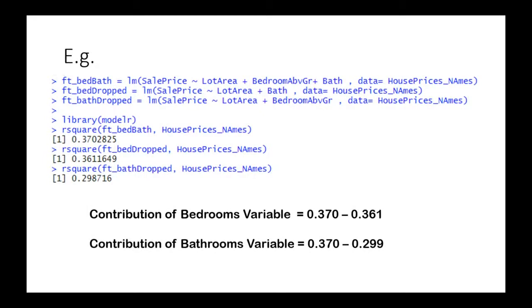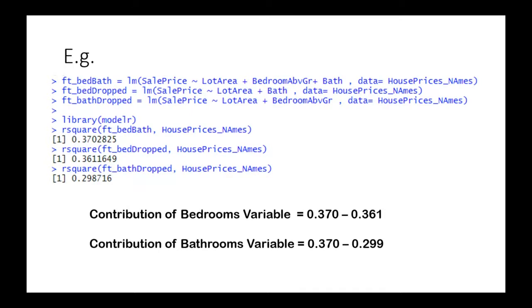Just to go into this idea more, you can fit the model with all the covariates: lot area, bedrooms, and bathrooms. Then drop out bedrooms in the second line of code, drop out bathrooms in the third line of code, and then compare the R-squareds of those models.